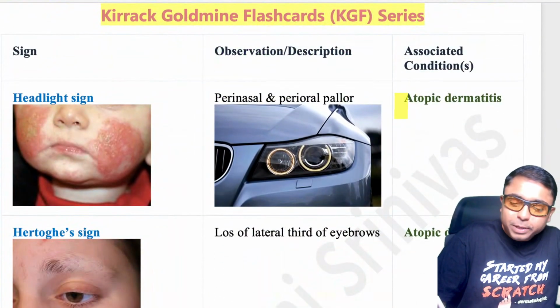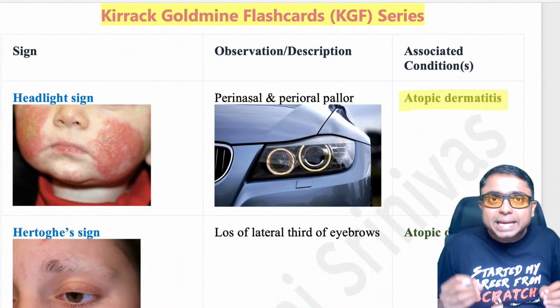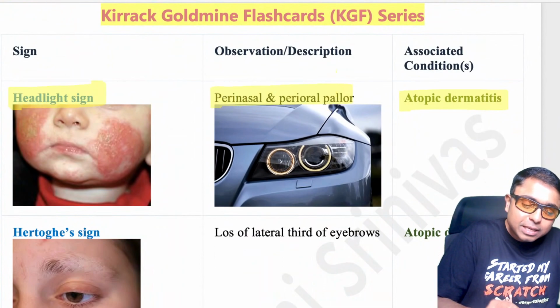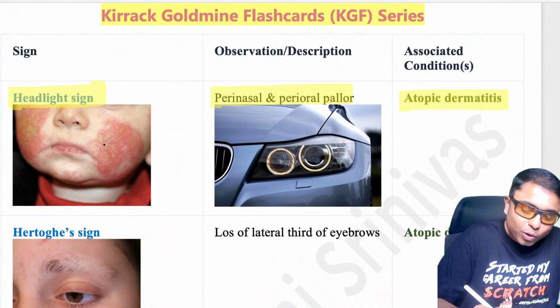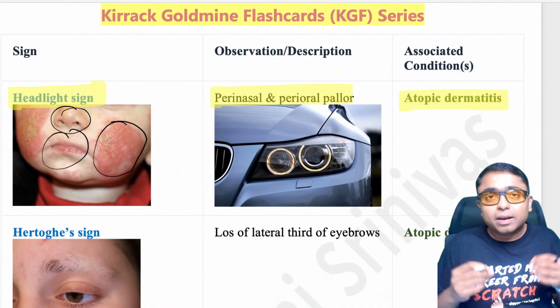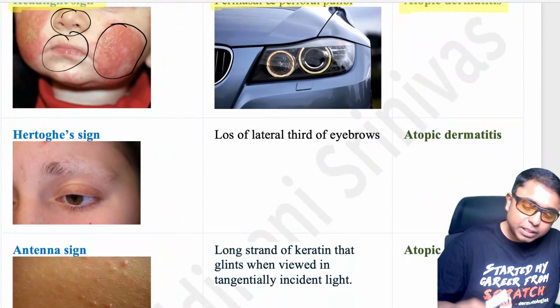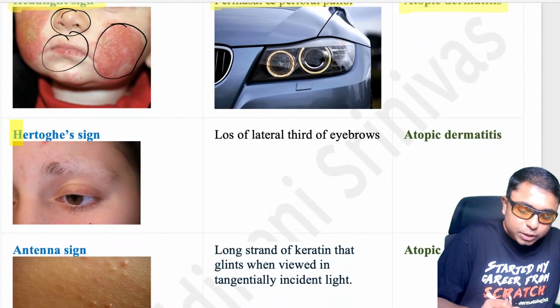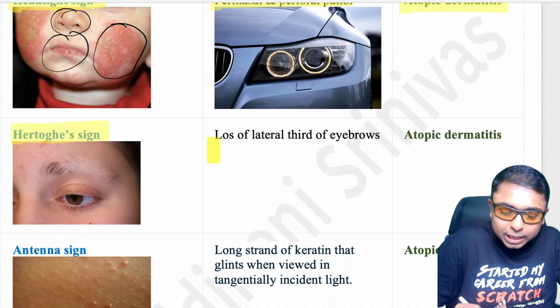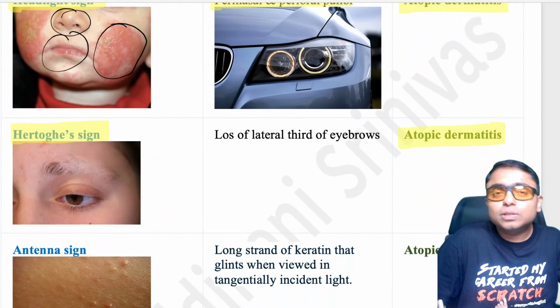In atopic dermatitis, remember, the perinasal and perioral pallor will be present. So this is looking like a headlight, so this is also called a headlight sign. And you can see the cheeks have dermatitis features present, and the presence of loss of the lateral third of the eyebrows. This is called Hertoghe sign. This is also seen in atopic dermatitis.